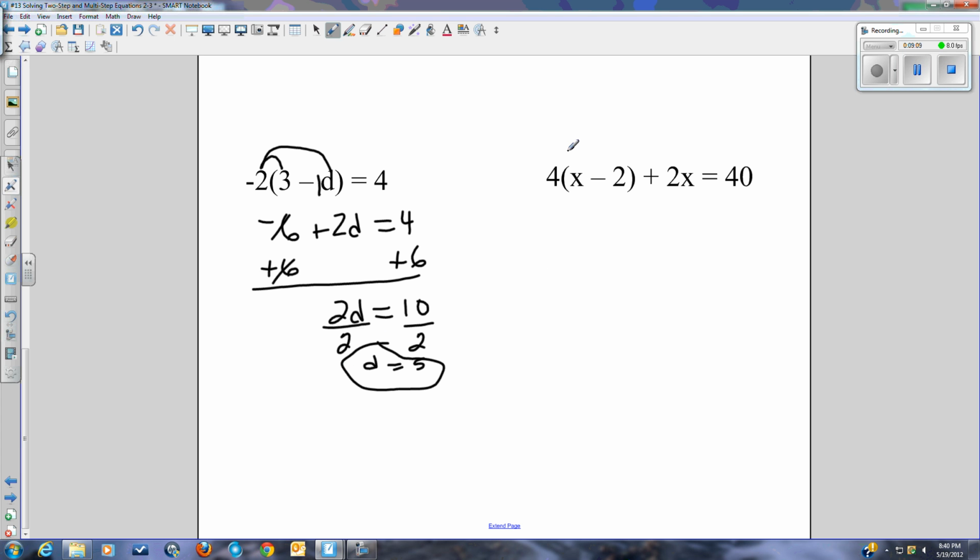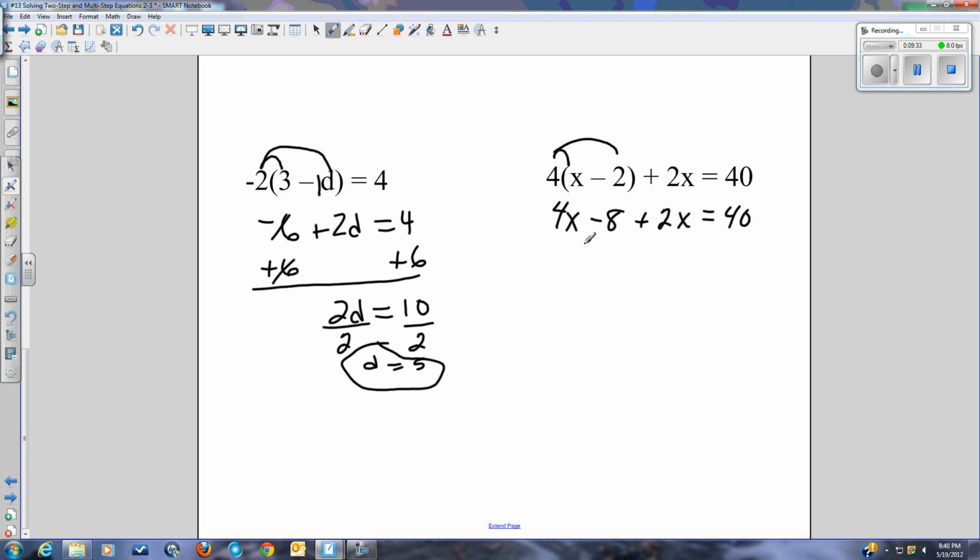Let's move on to the next problem. 4 times, in parentheses, x minus 2 plus 2x equals 40. We want to get rid of the parentheses, so we'll use the distributive property. So 4 times x gives us 4x. 4 times negative 2 gives us negative 8. And then we have plus 2x equals 40.